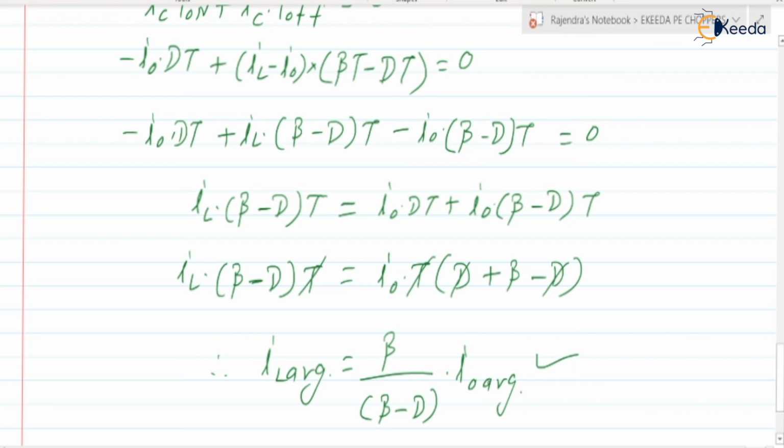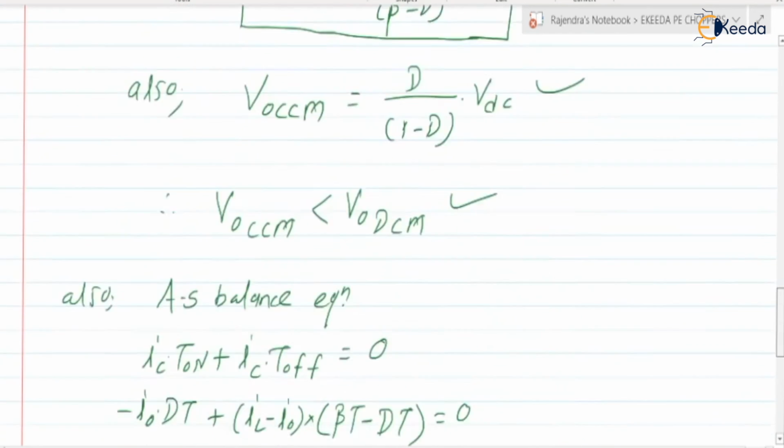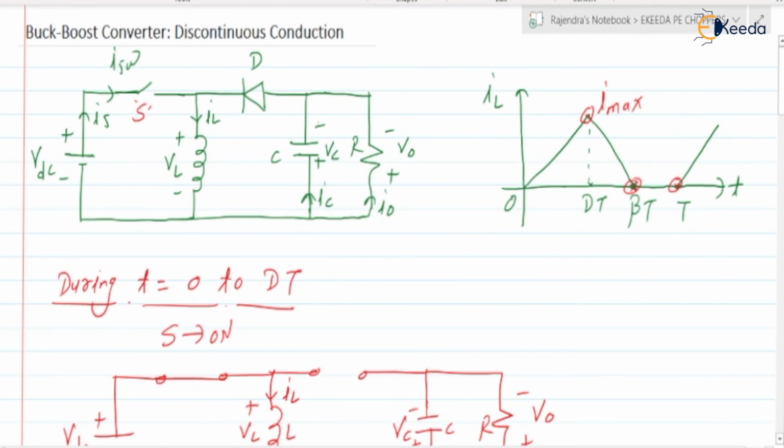Is this clear? So this is about the circuit operation and some derivations when the buck boost converter is operating in the discontinuous conduction mode.